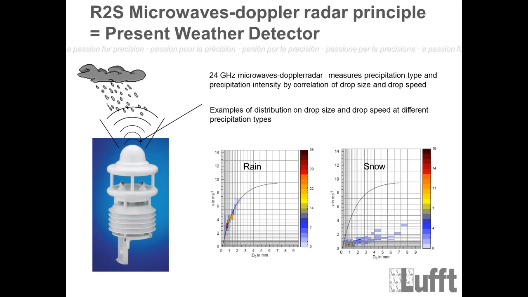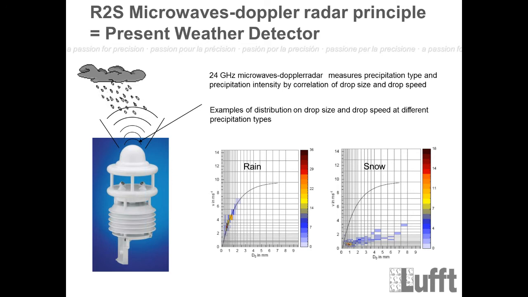It's a 24 GHz microwave Doppler radar, which measures the precipitation type and precipitation intensity by the correlation of drop size and drop speed. That means we can measure the drop speed, the velocity of the drop, and the size of the drop. With this information, we can calculate the amount of water in one drop. And so we can sum up the water, and then we will know the quantity of precipitation, right? That's how it works, and that's for the quantity and, of course, for the intensity.